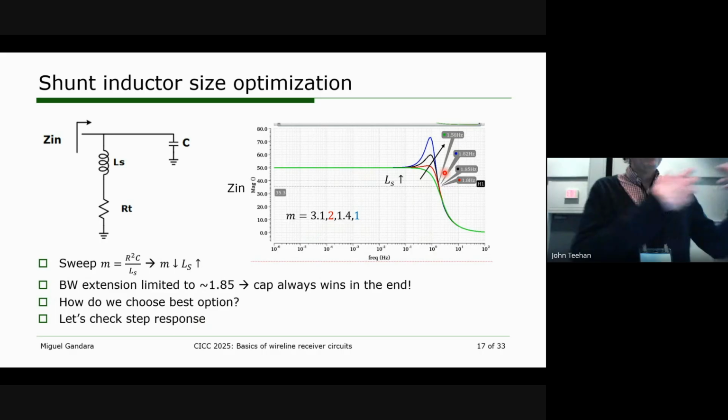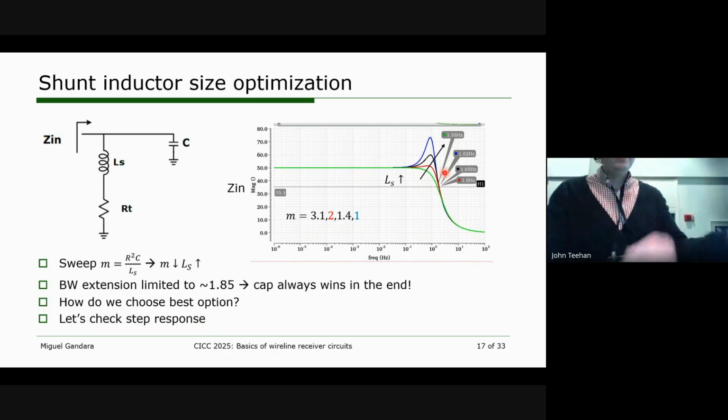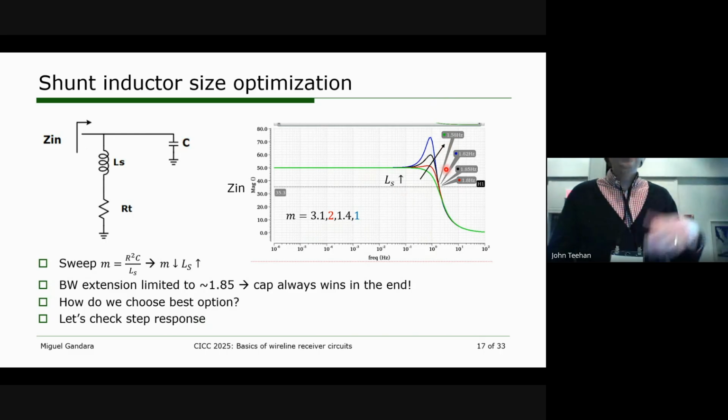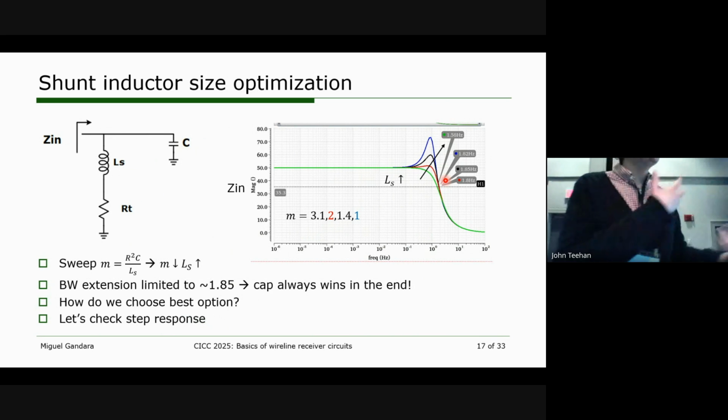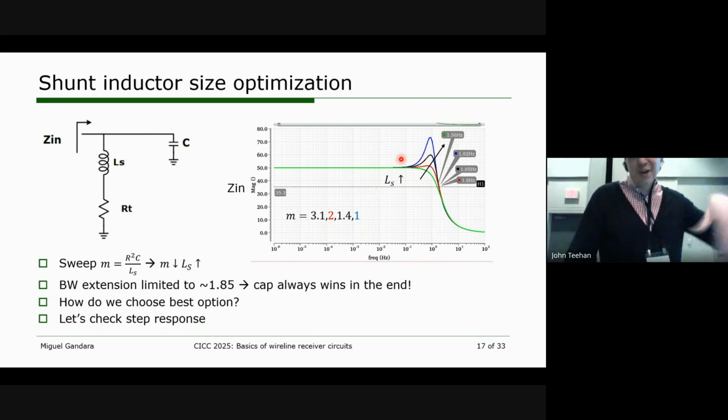Now the reason why, as I mentioned before, we have this fundamental limit is that you can size up the inductor as much as you want, but eventually the cap will always win out. At some point, all these curves will converge due to the cap impedance, and that's the best you can do in terms of bandwidth extension. We can make this inductor arbitrarily large. All you'll see is a bunch of peaking from the inductor at lower frequencies, and at the frequency of interest, we converge right back down to the cap impedance.